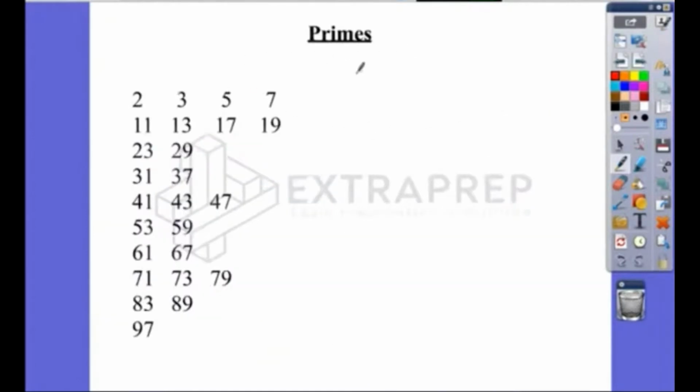Okay. Let's look at all the prime numbers up to 100. So prime numbers are numbers which cannot be written in any other form, which cannot be broken up. Okay, so 2, 3, 5, 7, 11, 13, 17, 19, 23, 29, 31, 37, 41, 43, 47, 53, 59, 61, 67, 71, 73, 79, 83, 89, and 97. From 1 to 100, there are 25 primes. From 1 to 50, there are 15 primes.